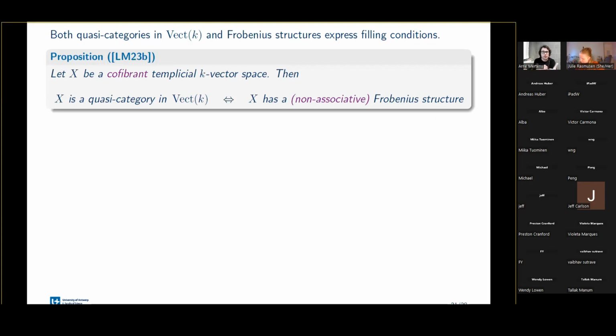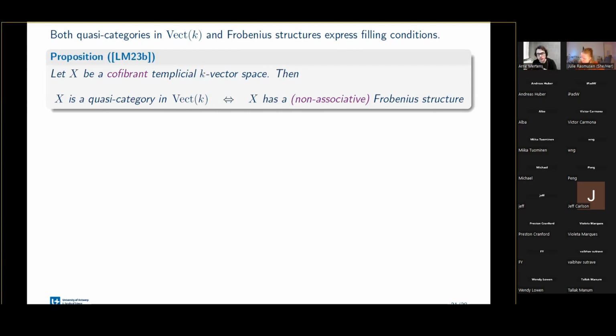As a first order approximation to an answer to that question, here is the following proposition, which says that if X is a cofibrant templicial vector space, I didn't define this yet, but if there's time, I will come back to this at the end, then X is a quasi-category in vector spaces, so it has this familiar lifting property, this weak Kan condition, if and only if it has a Frobenius structure which is possibly non-associative. I didn't define this either, but what I mean is that you just drop the associativity condition in the previous definition. And this turned out to be equivalent.